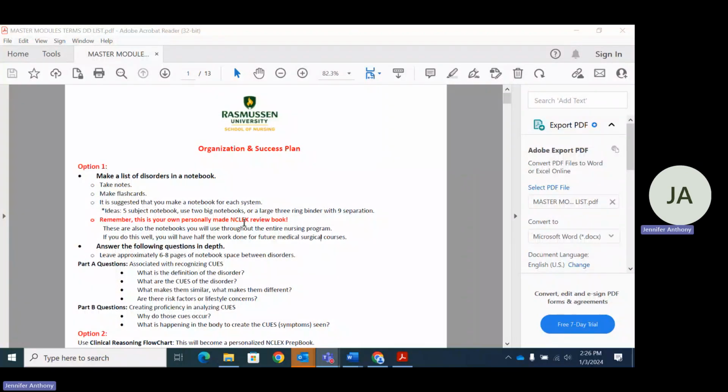So what we're going to do is ask the students to, first and foremost, make a list of disorders in a notebook. They need to take notes, make flashcards, but our suggestion is to make a notebook for each system. You could have a 5-subject notebook. You could use 2 big notebooks. You could use a large 3-ring binder with 9 separations, as there are 9 systems that we work with. Really cheerleading the personally made NCLEX review book. These are the notebooks they will take through into their next quarters.